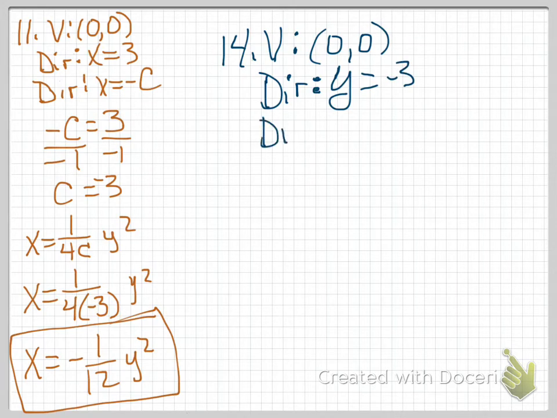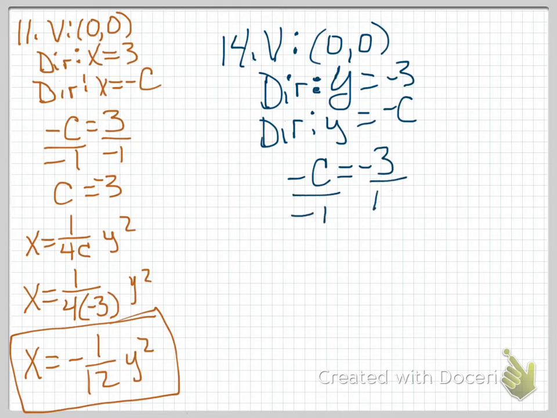Okay, again, my directrix is y equals -c. Set those equal to each other. -c equals -3. I'll divide by -1.